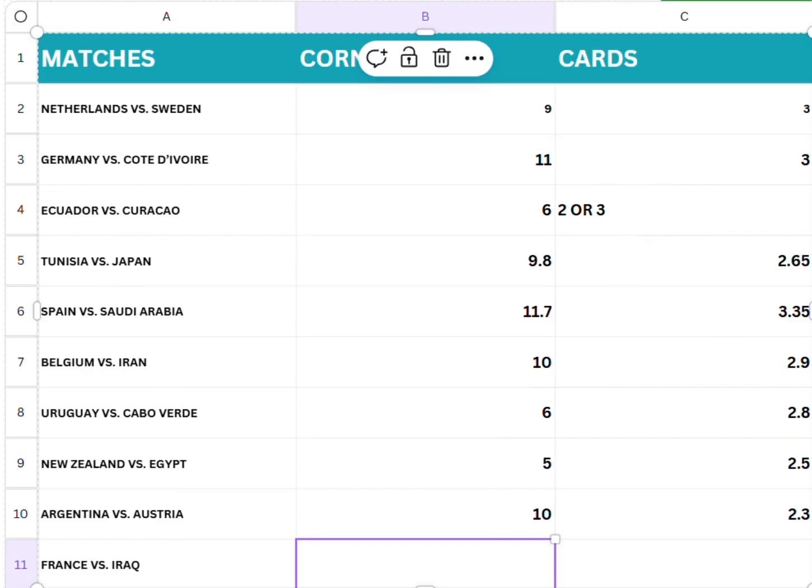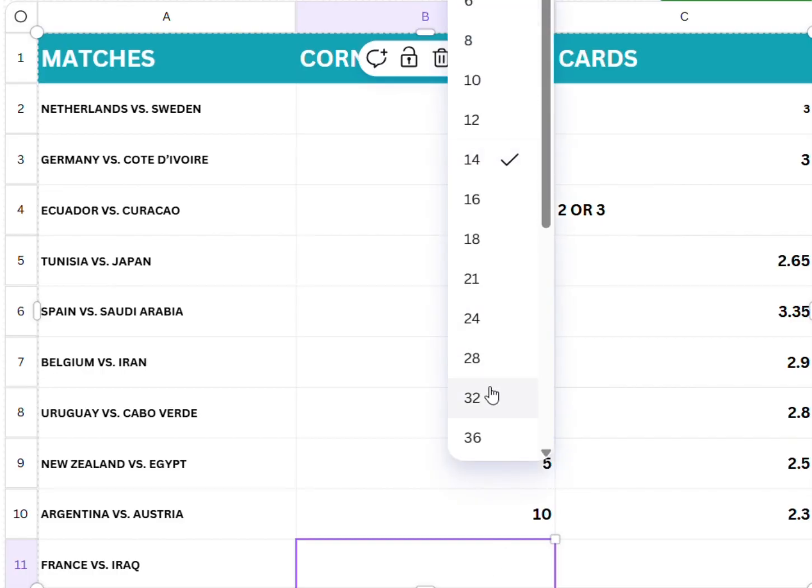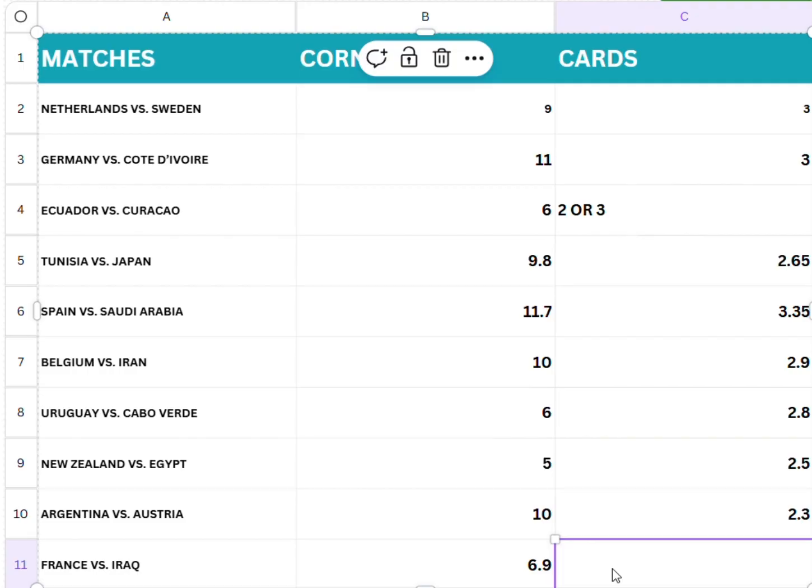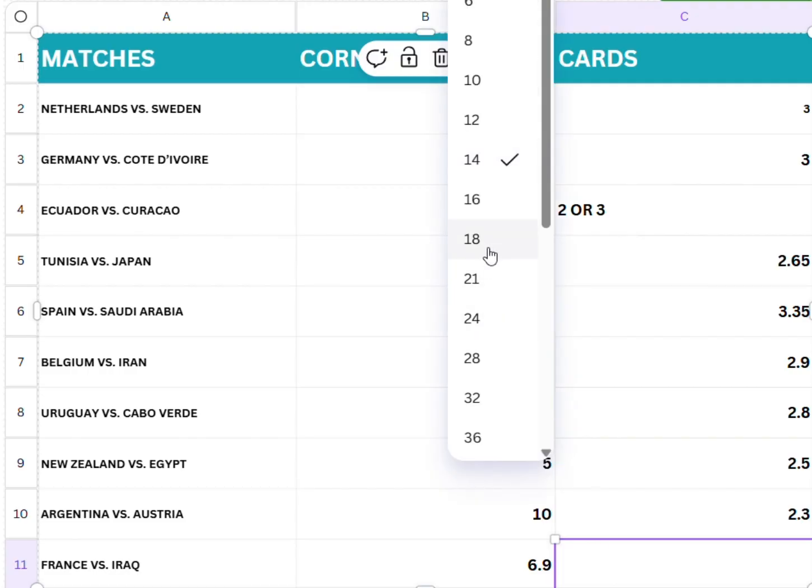Okay. And finally, France versus Iraq. The average corners in a match for France is 4.9. The average corners in a match for Iraq is 2. So we have 4.9 plus 2, which is 6.9. That's what we're expecting, at least 6.9.